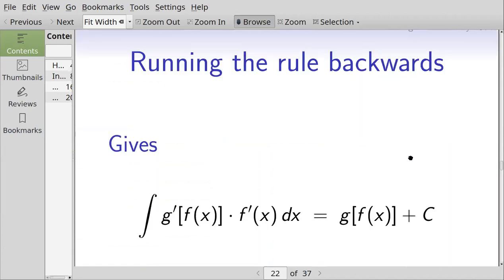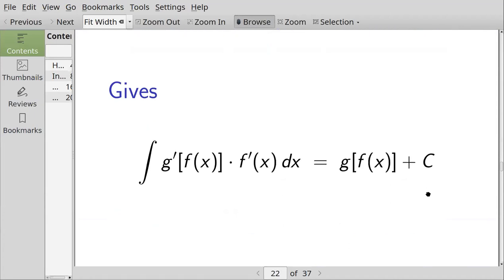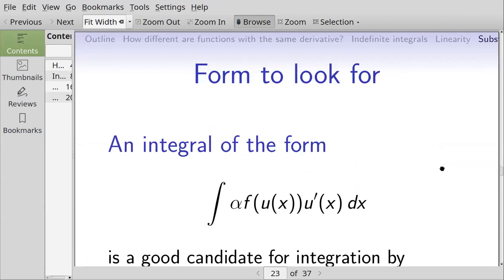Now, if we run the rule backwards, what that means is if I integrate both sides, the integral of something that looks like this, the derivative of g of a function times the derivative of that function dx, that will be equal to g of f of x plus c. Okay? So you use substitution when you look at the integrand, the thing between the integral sign and the dx, and you say, that looks like something that came from the chain rule for some particular function. And that motivates the substitution. Okay. So this is the form that you're looking for.